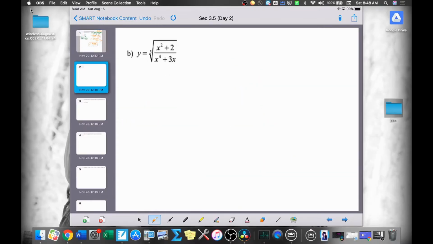Let's take a look at letter B. This one has some very challenging algebra when it comes to simplifying. Again, the calculus is not hard. It's going to be the algebra that is going to be hard here.